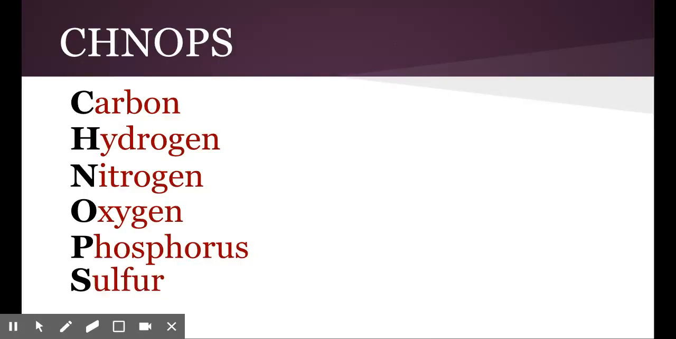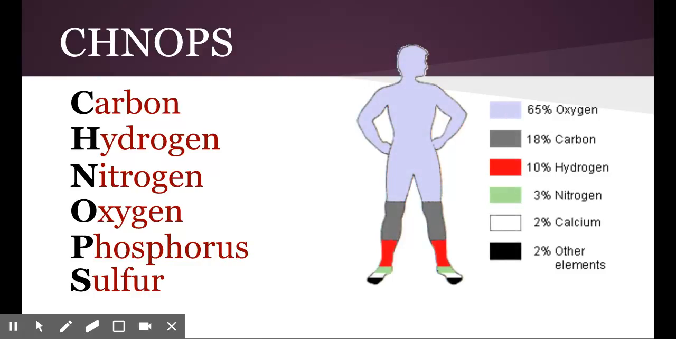Now, we're going to talk about how these elements are arranged together in some of our complex organic molecules, and we'll see these again. We'll talk about them a lot in our next unit. And then there's our guy right there, showing what we're made up of in terms of each of these elements. So pause here and make sure you have these down in your notes.